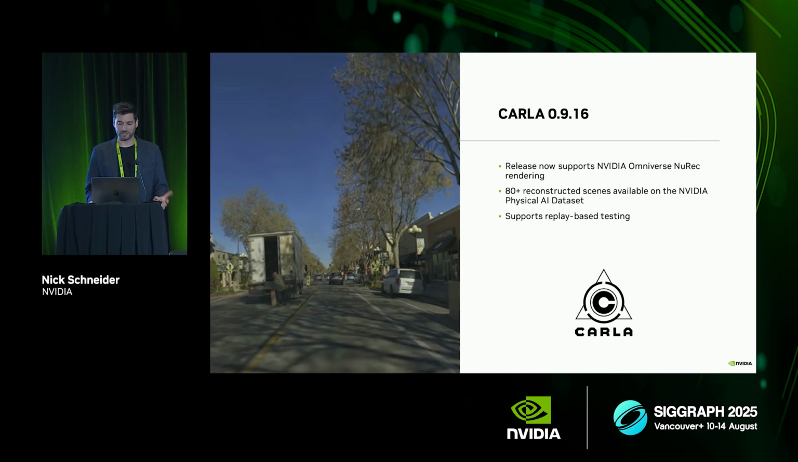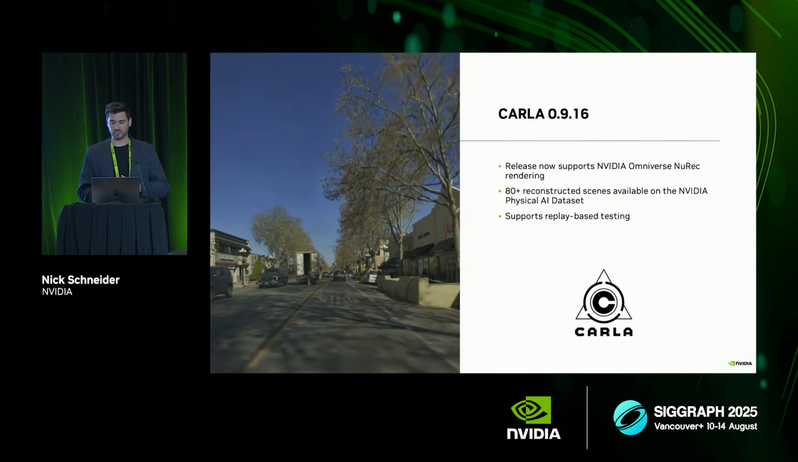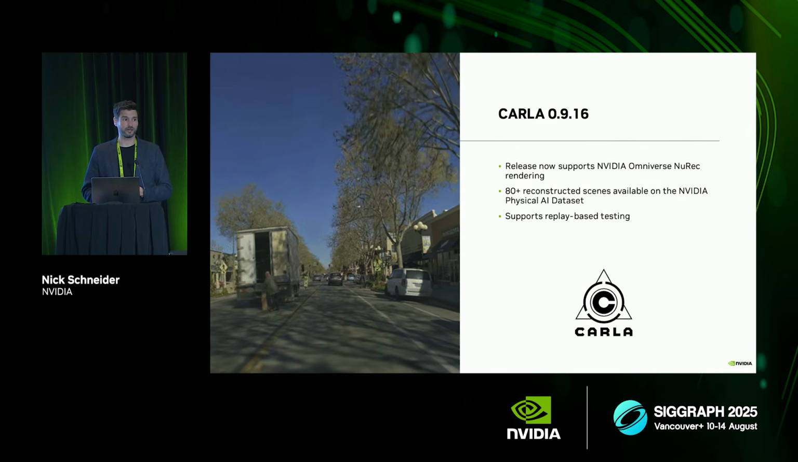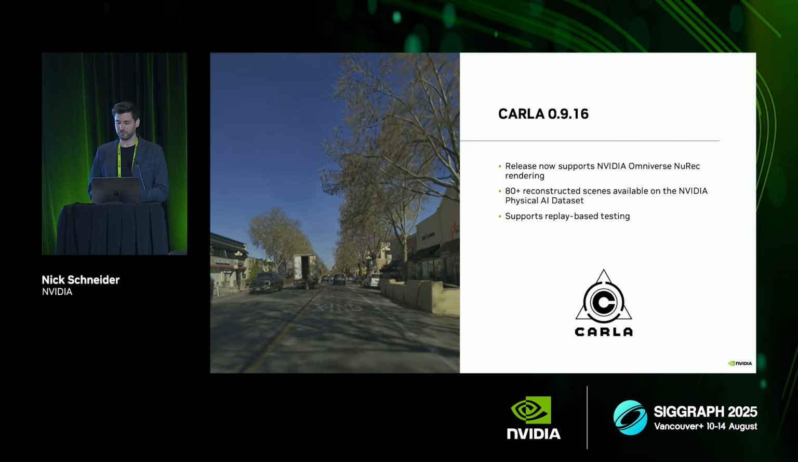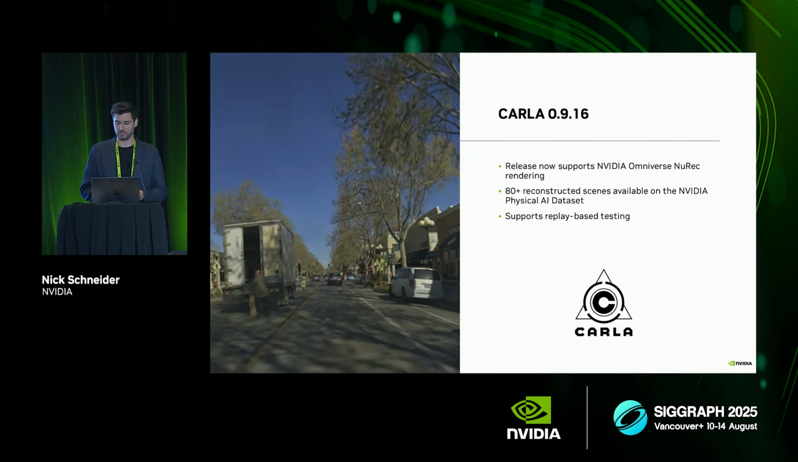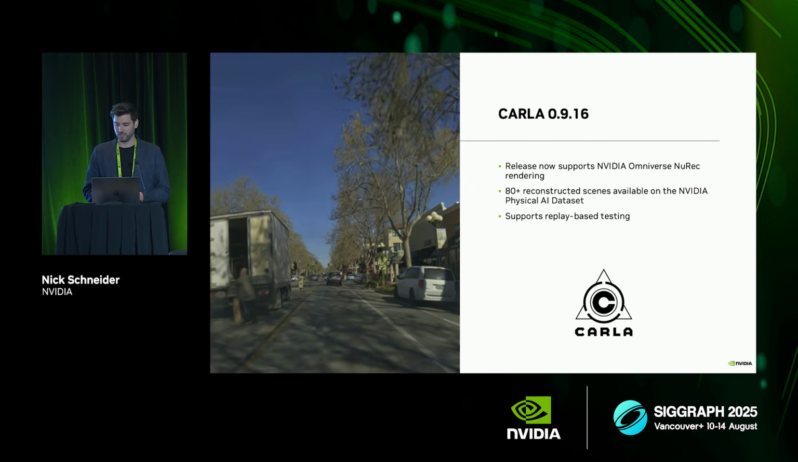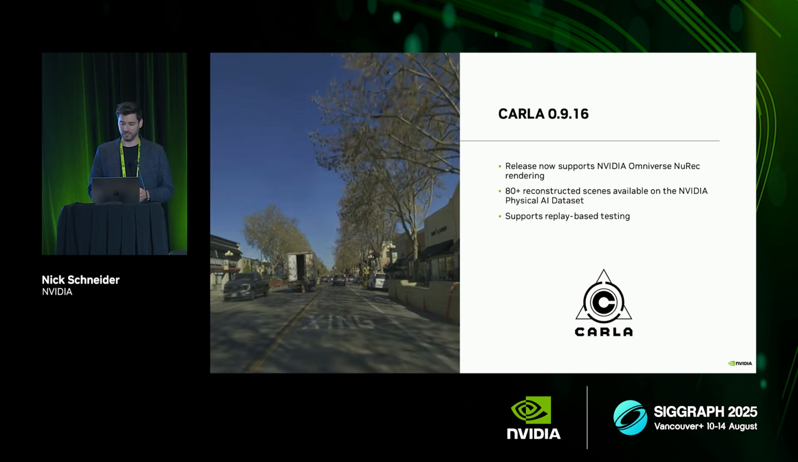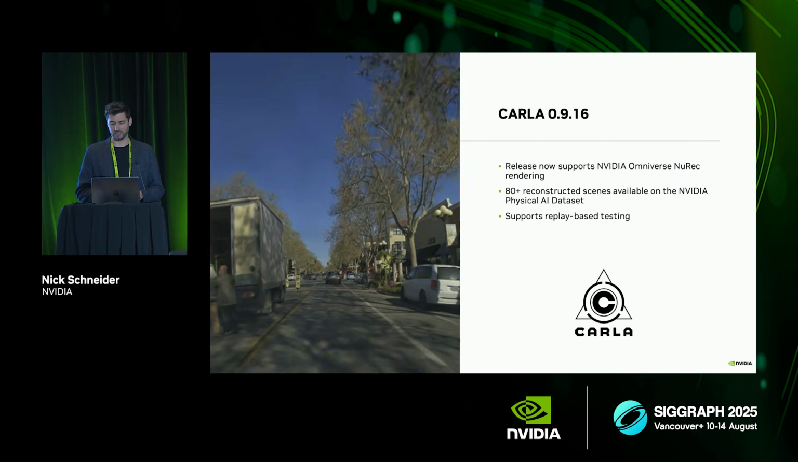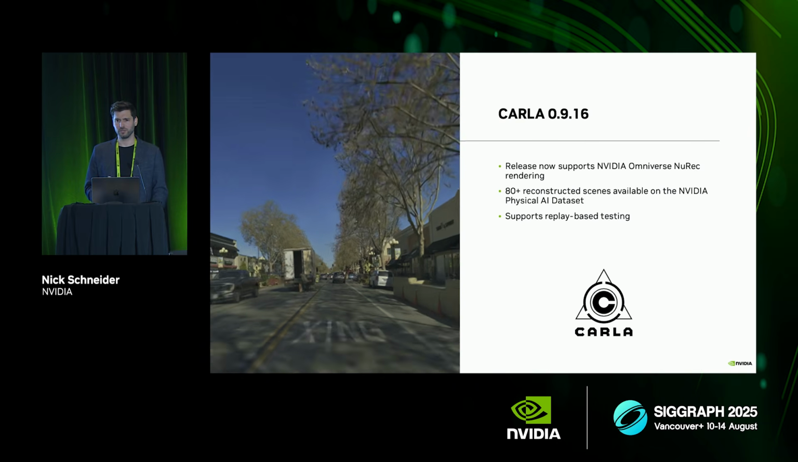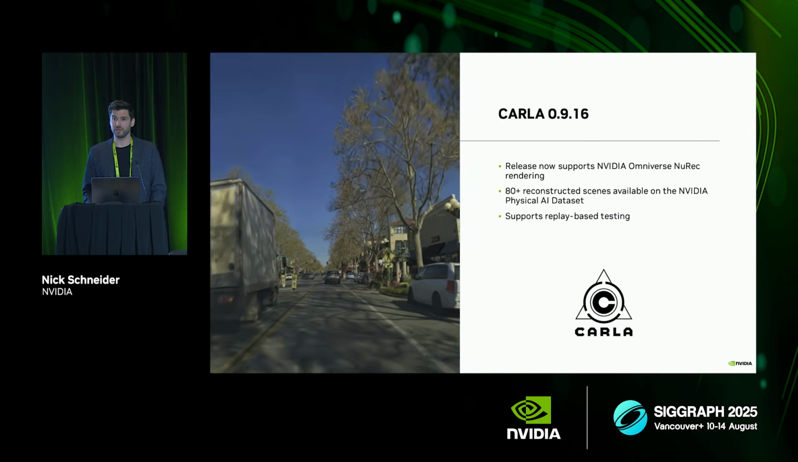A major milestone I would also like to announce here is that we have just enabled Omniverse NuRec rendering in CARLA. This allows any developer to now test AV applications in simulation on real-world Gaussian splatting data. We've reconstructed over 80 different driving scenes and encourage the community to engage with those and use them for replay-based testing.